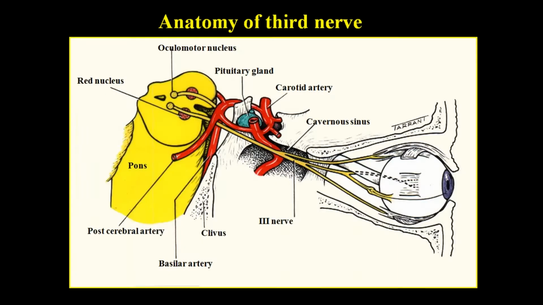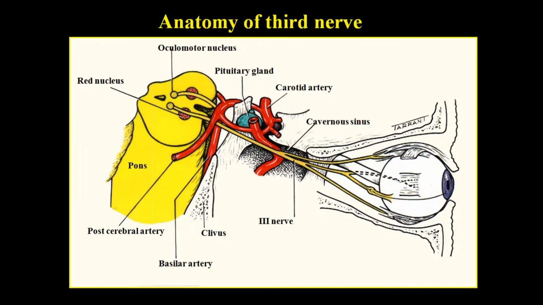Now coming to each nerve. The oculomotor nerve mainly arises from the midbrain at the superior colliculus level. The oculomotor nucleus has many parts, paired nucleus, unpaired nucleus, and single nucleus. It has many nuclei, and we will not go into all those things. All these nuclei supply different muscles.